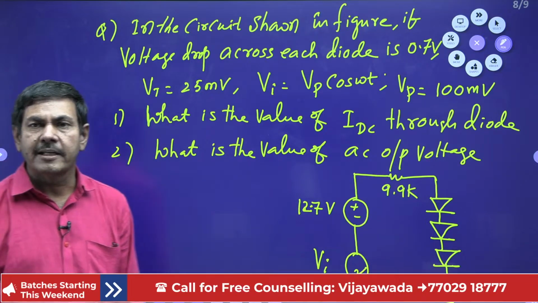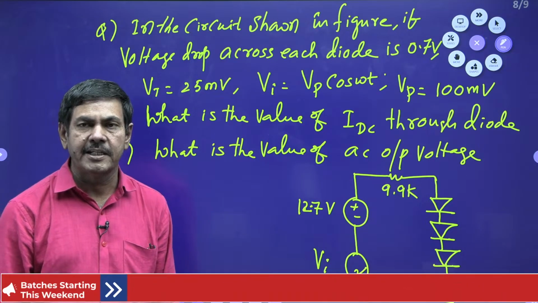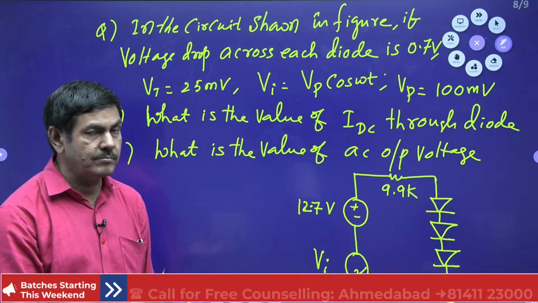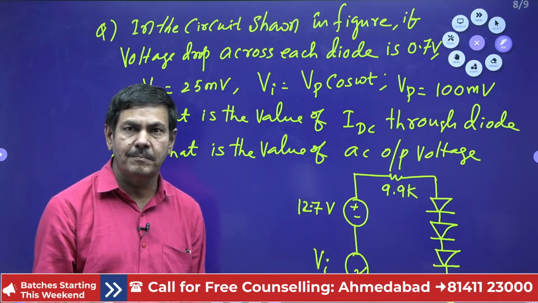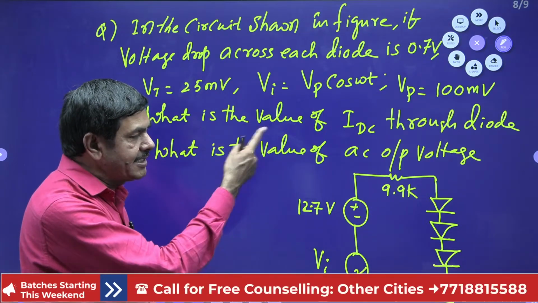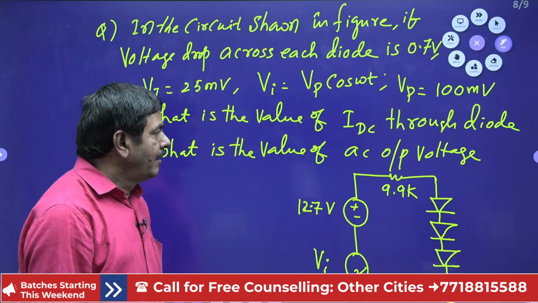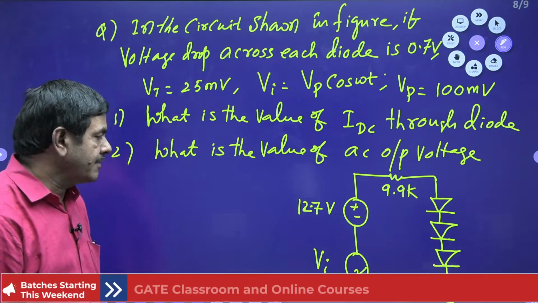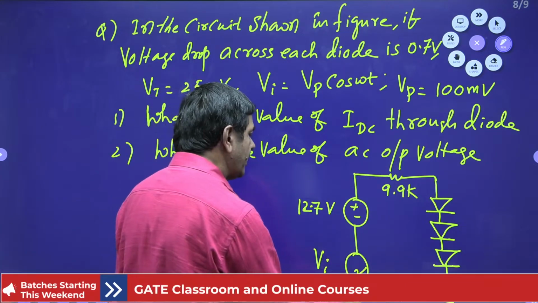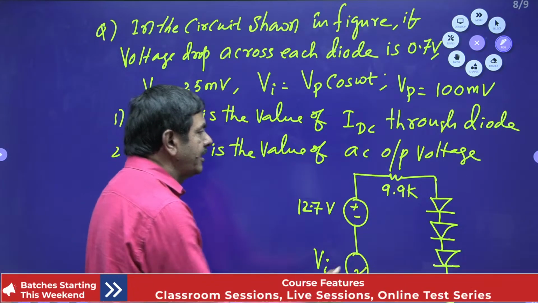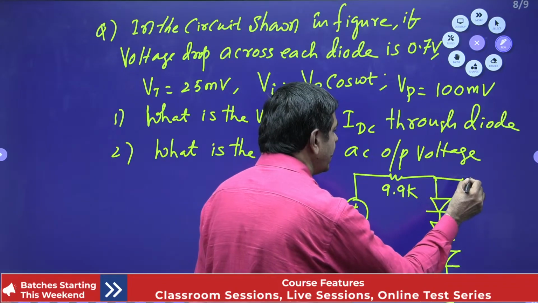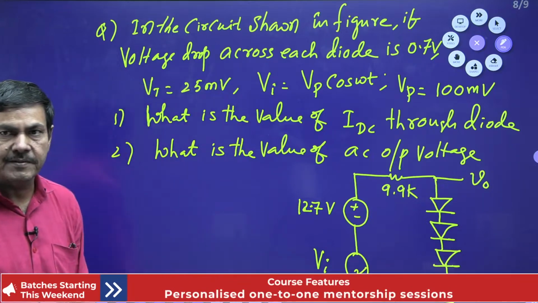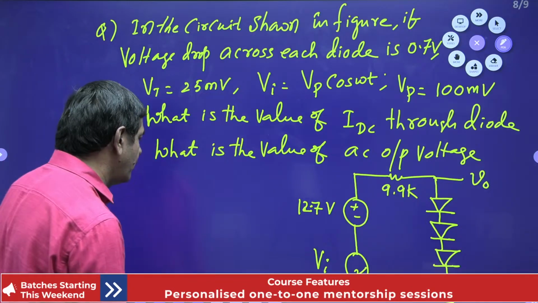For one diode, I gave the dynamic resistance equal to eta into Vt by IDC. For 4 diodes, you multiply by 4. For each diode I gave the formula, so multiply by 4 and you will get the total resistance of these 4 diodes. But IDC I can get under DC analysis. Under DC analysis, wherever an AC voltage source is given, that must be shorted. Anyhow, this is the V naught, the AC output voltage. Small v with suffix small o indicates the AC output voltage.